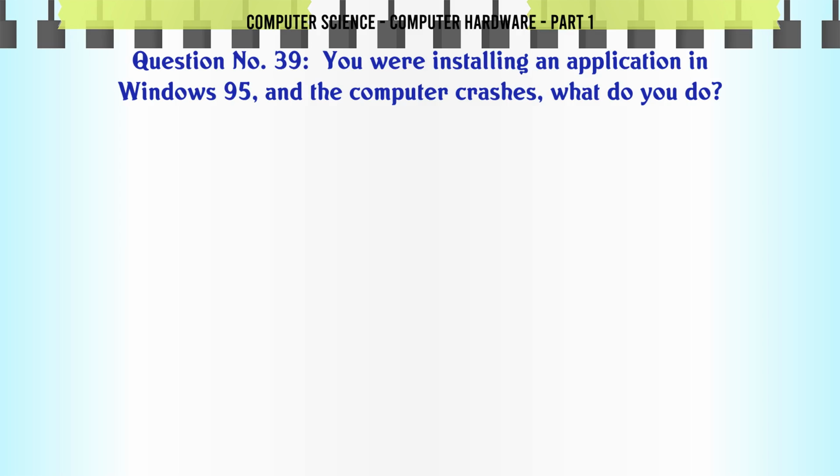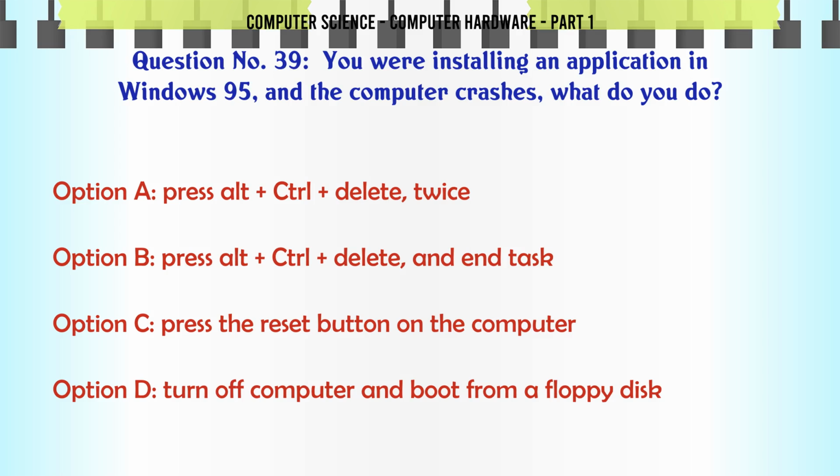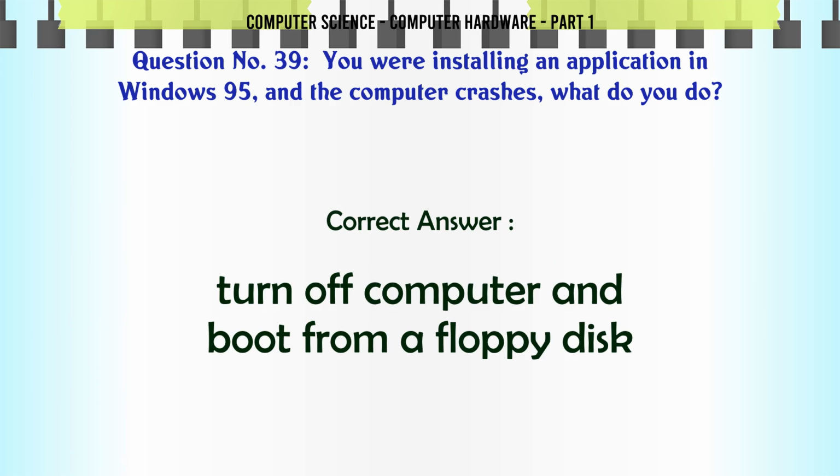You were installing an application in Windows 95, and the computer crashes. What do you do? A. Press Alt plus Ctrl plus Delete twice. B. Press Alt plus Ctrl plus Delete and end task. C. Press the reset button on the computer. D. Turn off computer and boot from a floppy disk. The correct answer is turn off computer and boot from a floppy disk.